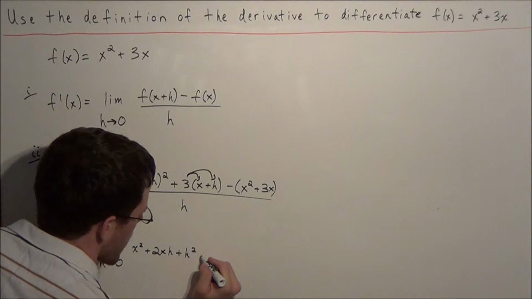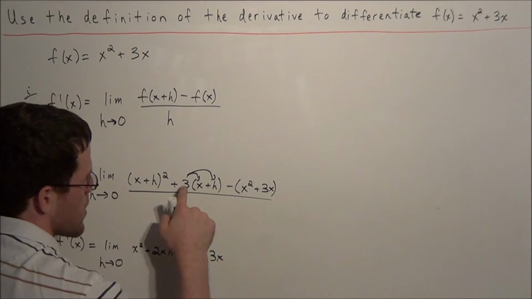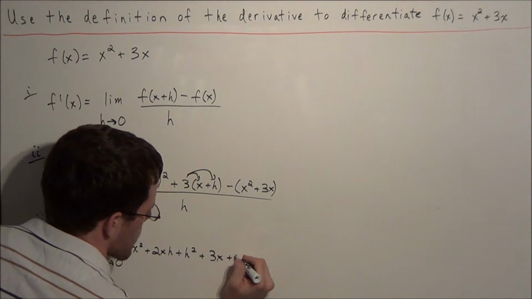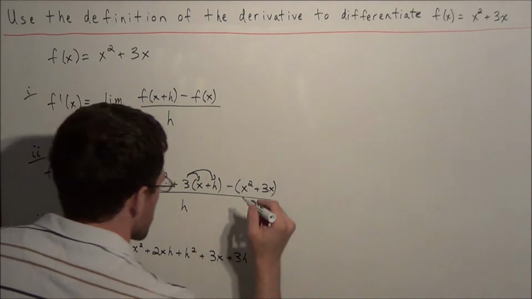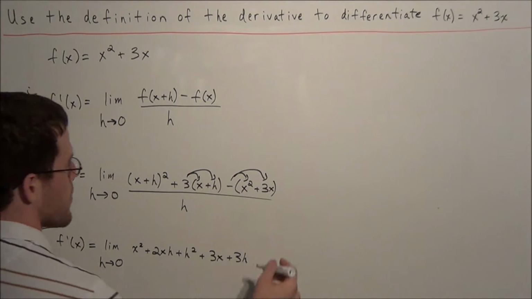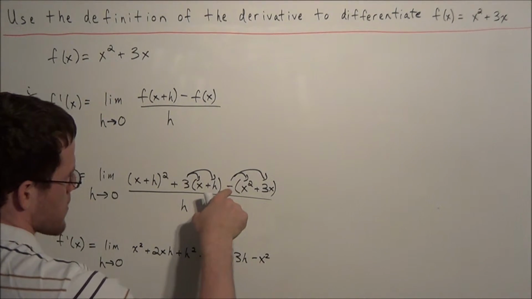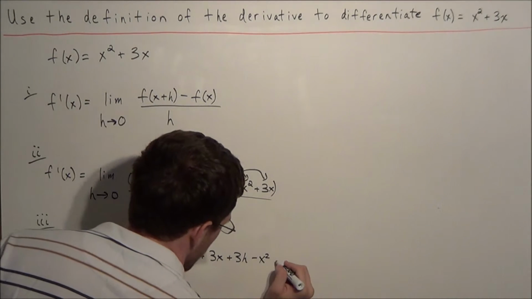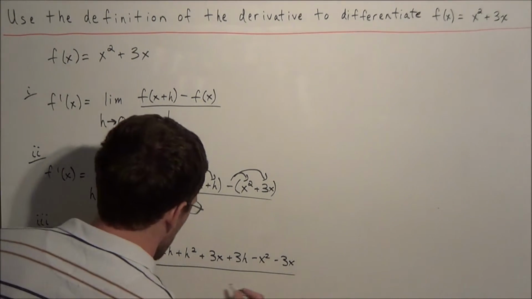When we distribute, we have 3 times x is 3x, and 3 times h is a positive 3h. So now the last thing we need to do is distribute this negative. So we have a negative x squared. And now you can think of this as a negative 1, but negative 1 times 3x is a negative 3x. And this is still all over h.